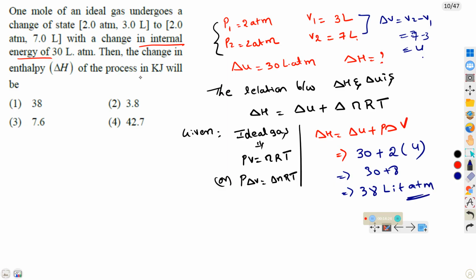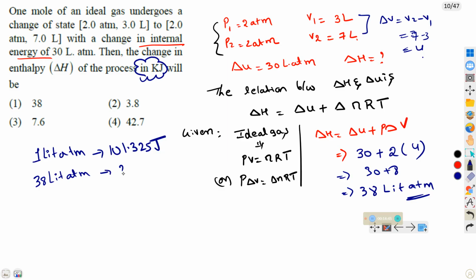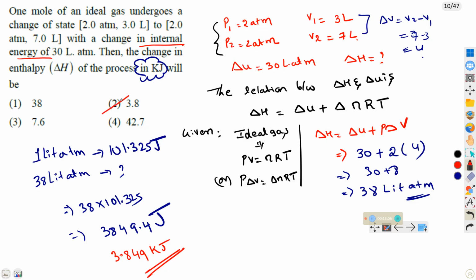But what is the answer in terms of kilojoules? We know that 1 liter atmosphere is equal to 101.325 joules. Now 38 liter atmosphere is equal to how many joules? Then 38 into 101.325. Simplify, you will get 3849.4 joules. In terms of kilojoules, 3.849 kilojoules. Second option correct.